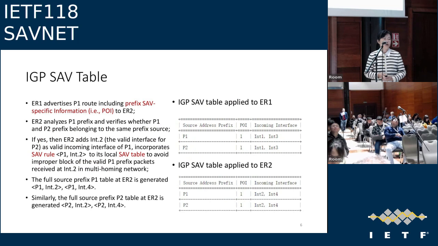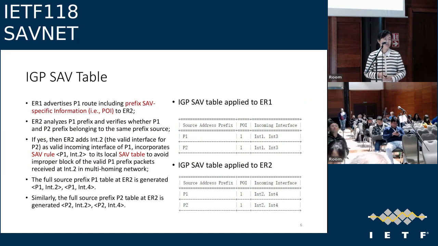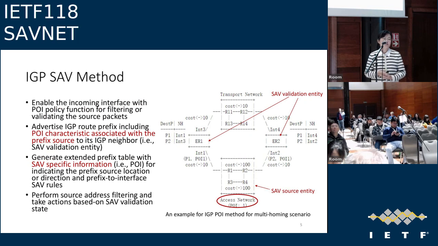And for the SAV table generation, also referring to the figure, the validation entities ER1 and ER2 need to have IGP neighbors. ER1 will receive the prefix P1 from the access network POI1, and ER2 receives the prefix P2 from the access network POI1. When there are IGP neighbors between ER1 and ER2, ER1 will advertise its route to ER2, and similarly, ER2 will advertise its prefix P2 to ER1. So at last, ER1 and ER2 will have a full route table including P1 and P2.